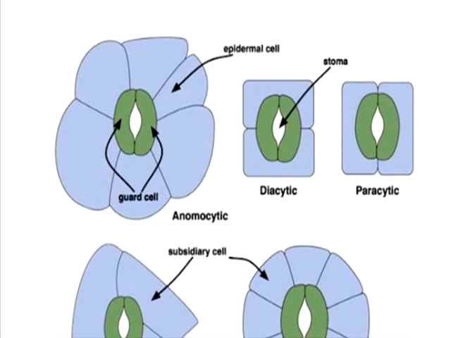So again, we can revise. Anomocytic: surrounded by a limited number of cells which do not differ from other epidermal cells. Then comes diacytic, right angle to the pore. Paracytic, subsidiary cells parallel to the pore. And the next one is anisocytic, guard cells surrounded by three subsidiary cells, one is smaller as compared to the other two. And the last one is actinocytic, the guard cells are surrounded by four or more subsidiary cells which are radially elongated like arms of a star.